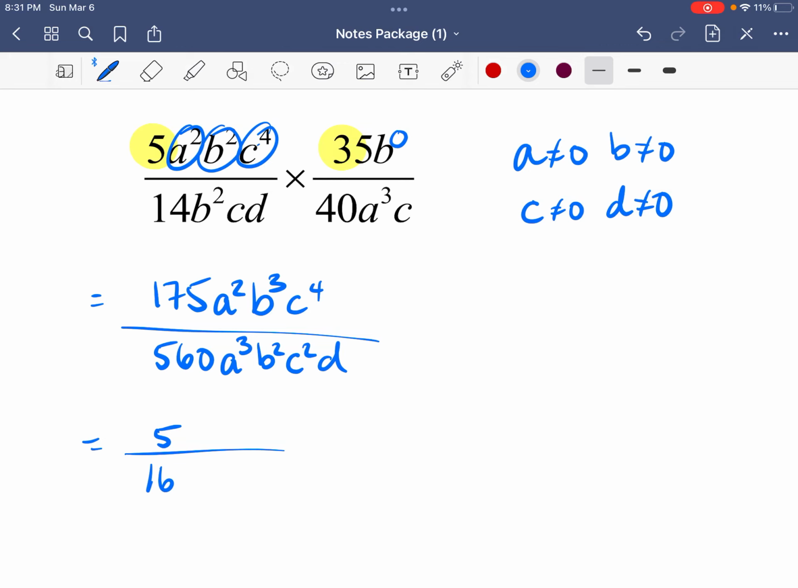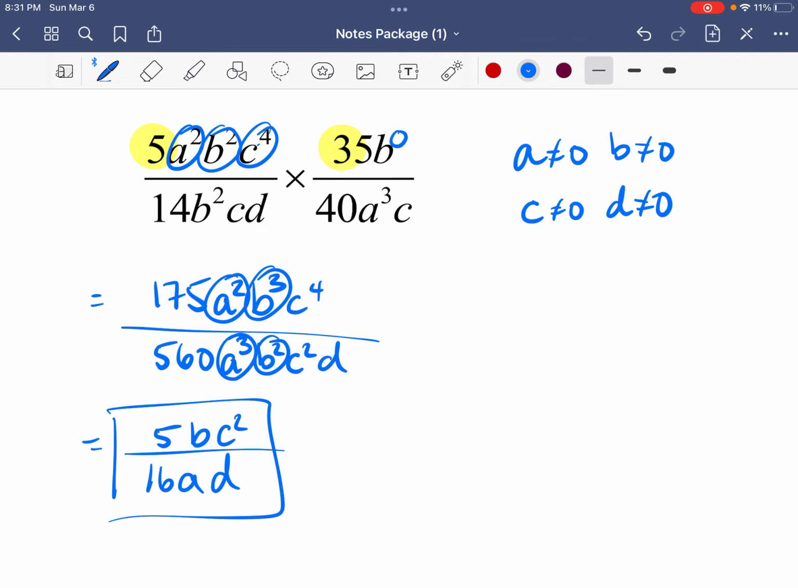We have b cubed in the numerator. We have a squared in the numerator and a cubed, so we're going to be left with an a in the denominator. We have b cubed in the numerator, b squared in the denominator, so we're going to be left with b in the numerator. c to the 4 and c squared will leave us with c squared in the numerator. And we have d in the denominator. So this is what it reduces to.